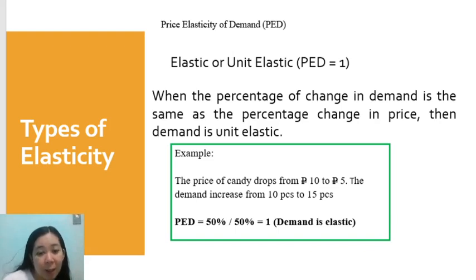For example, the price of candy drops from 10 pesos to 5 pesos. Here we will expect that the demand will increase. From 10 pieces, they will now buy 15 pieces. Based on our formula, it happened that the percentage change in the demand and the percentage change in price are the same. So the coefficient now is equal to 1. That is why in this case, we will consider demand as elastic.